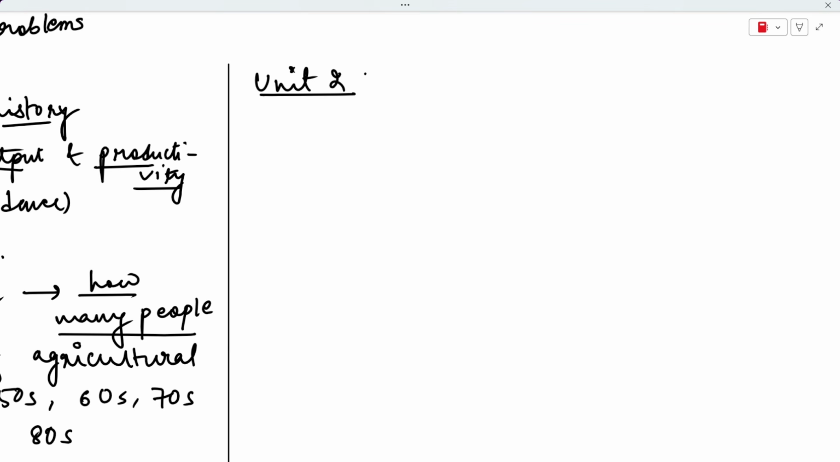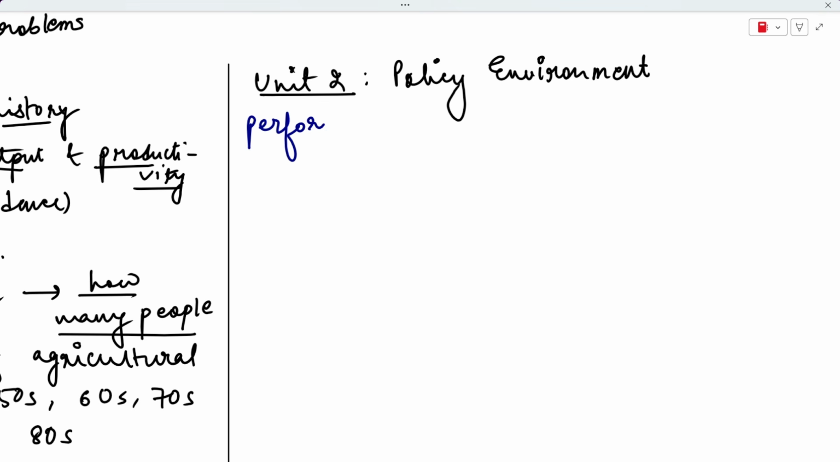Unit 2 is about the policy environment, okay? Now, what are we going to discuss in Unit 2? Unit 2 is where we move from performance to policy. In Unit 1, all we discussed was the performance of agriculture, right? So how did we move from performance to policy? That is what Unit 2 will teach us. Now that you know how agriculture performed, Unit 2 is going to ask what the government did about it. That is what policy is, right?